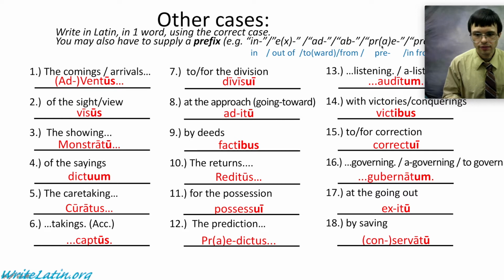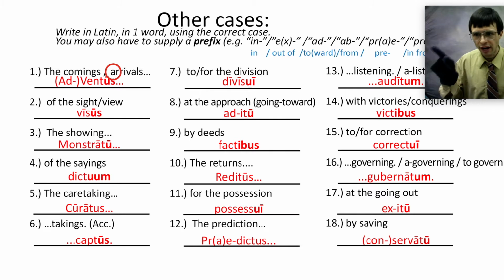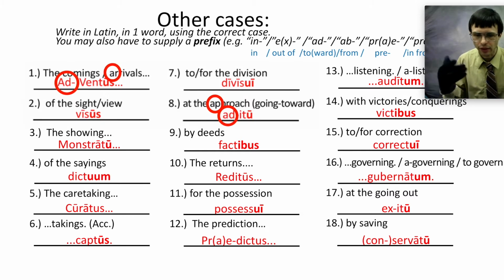Here are the answers. Hopefully you could get most of this stuff, even if you got a prefix wrong here and there. Yeah, so like in number 1, the common way to translate arrival is adventus, and then similarly in number 8, the common way to translate approach but not yet arrival is just aditus. So match the odd prefixes. Wherever the English has an odd prefix, put an odd prefix in the Latin.